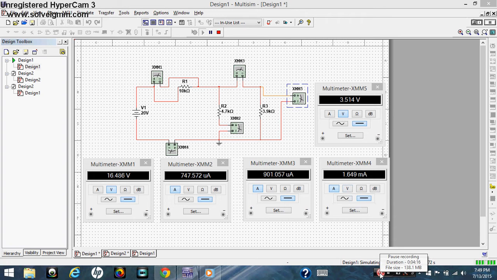It could also be found by the value we got for I2. Sorry, this value times the resistor R2, 4.7 kilo ohms, which will give you a value relatively close to the 3.514 volts. That's how it could be calculated, due to Ohm's law, V equals IR.